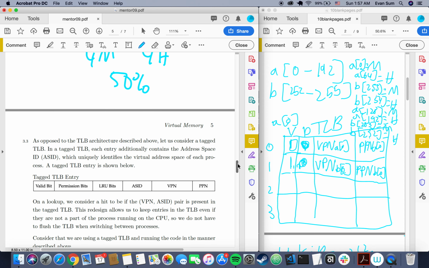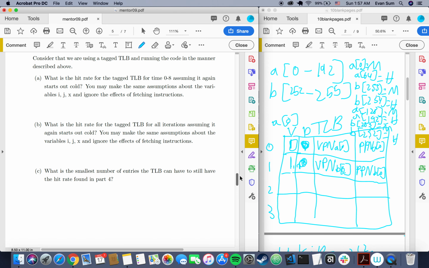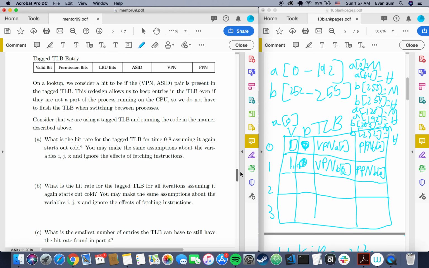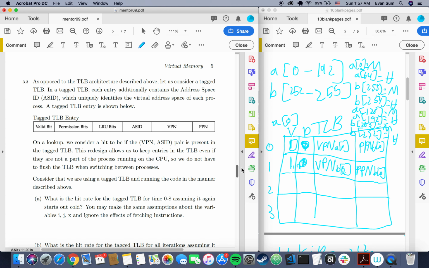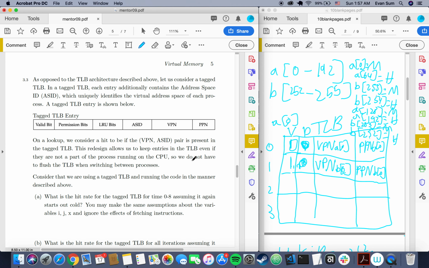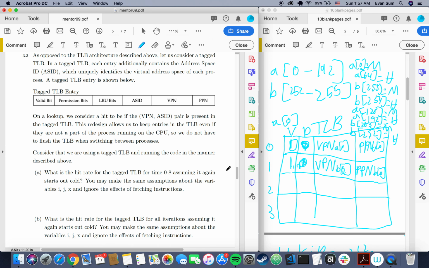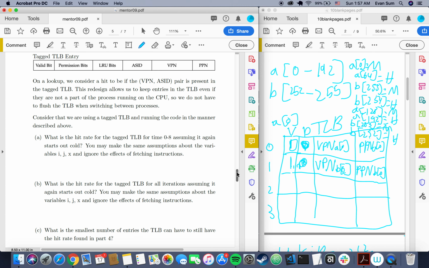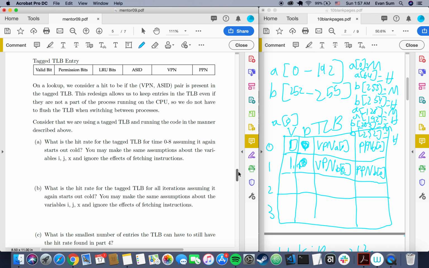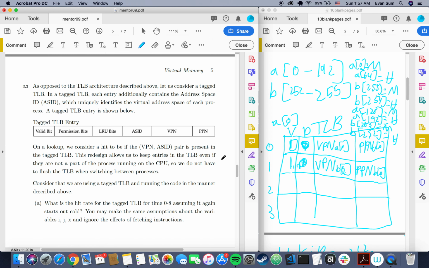So, time to do next question. For 3.3, we have 2 problems. Wait. That's weird. So I think that on the worksheet, we only have up to we only have A and C, so I will not be covering part B. But for 3.3, let's just continue on.